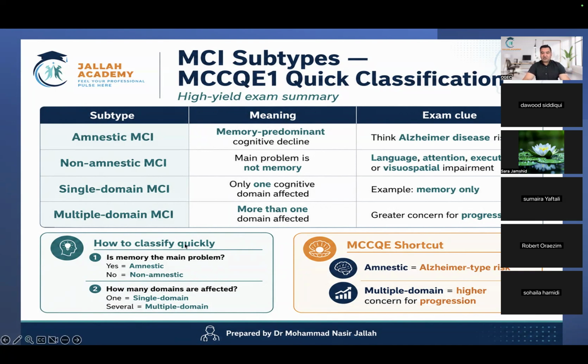Okay, so the classification, how to quickly classify it? How should we know which subtype this patient with a mild neurocognitive disorder has? To make it easy, ask this question. Is memory the main problem for this patient? If you say yes, it is the amnestic subtype. If you say no, then it is not the amnestic subtype. How many domains are affected? Is it only the memory, or is it the language, the attention, and also he cannot recognize faces and objects? Then in that case, it will be multiple.